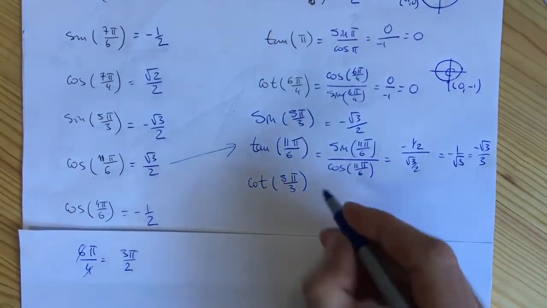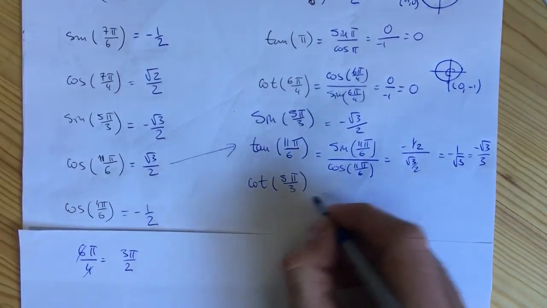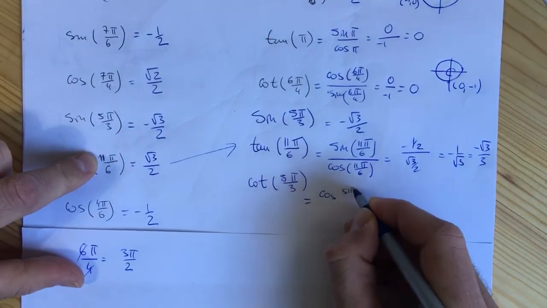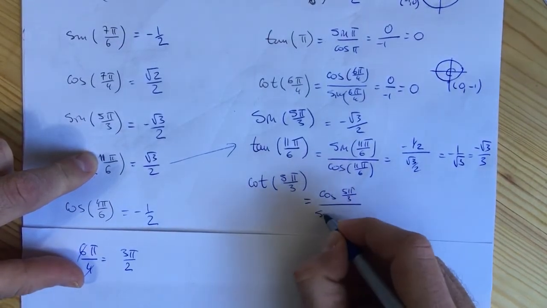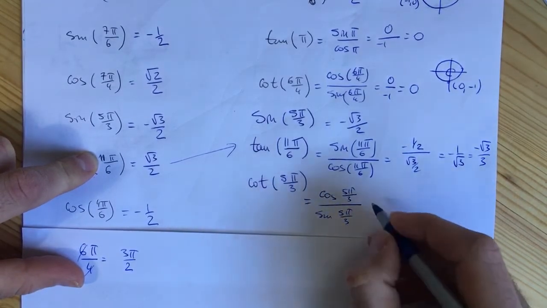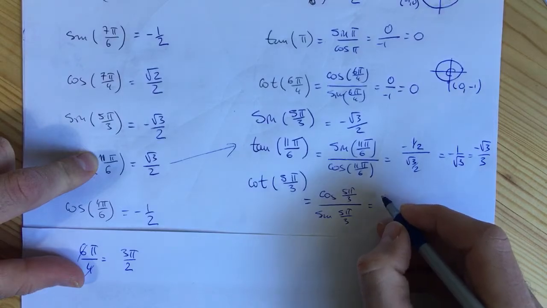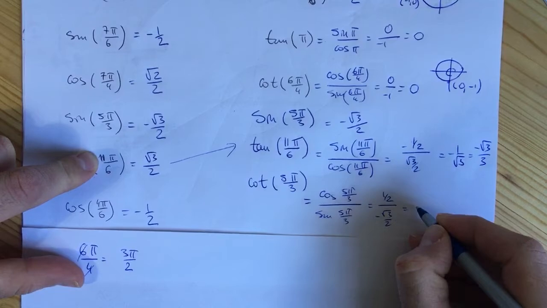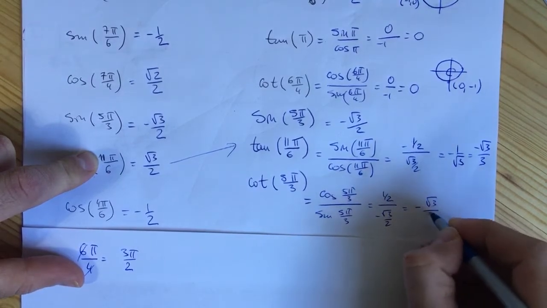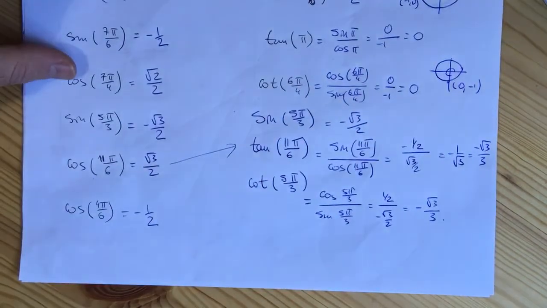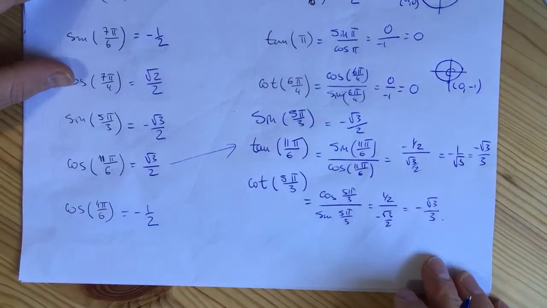Cotangent of 5 pi over 3 is going to be equal to cosine of 5 pi over 3 over sine of 5 pi over 3, and that's equal to 1/2 over negative square root of 3 over 2, which is negative square root of 3 over 3. And this is how we use the unit circle to evaluate these trigonometric functions.